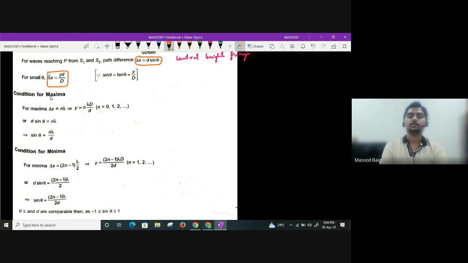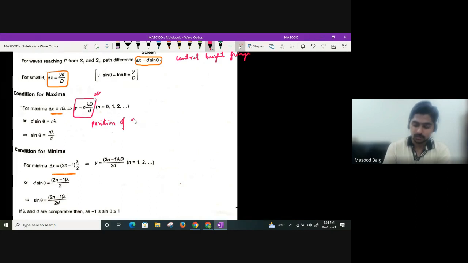So what is the condition for maxima? Path difference should be n lambda. For minima, (2n minus 1) lambda by 2. These cases are very important. These are the positions of the nth maxima, or the nth bright fringe.